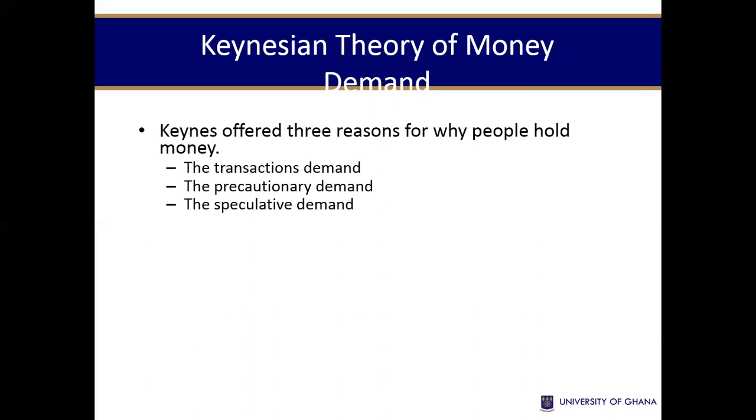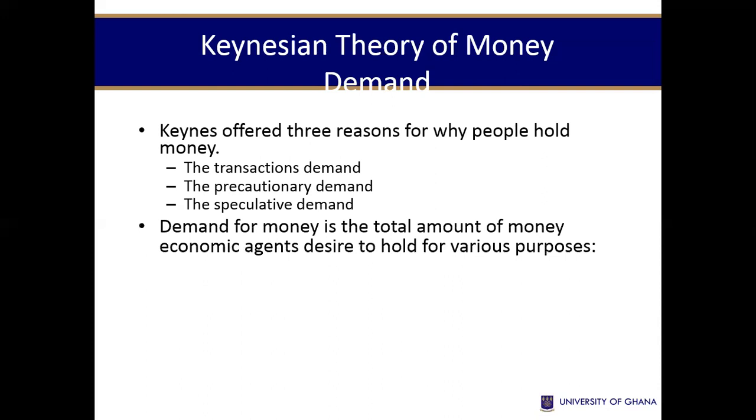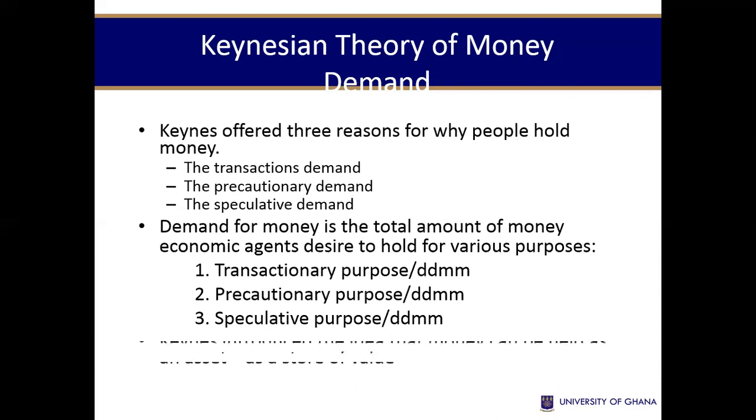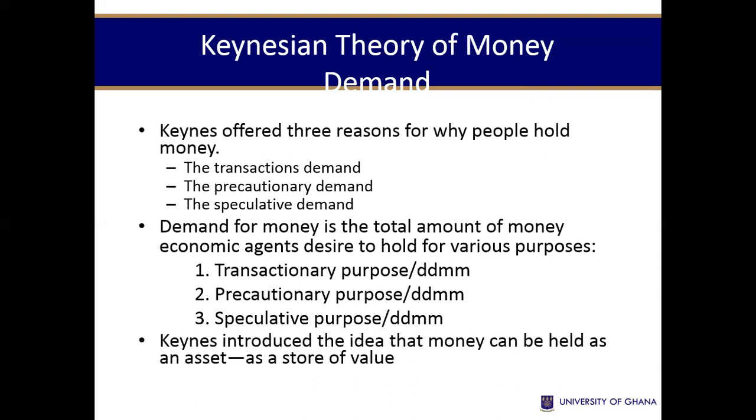So let's take them one after the other. I'm sure you know all these things already. So just as I said, the demand for money is the total amount of money that all the economic agents want to hold, for whatever purpose they want to hold it. The transactionary motive, the precautionary, and then the speculative.